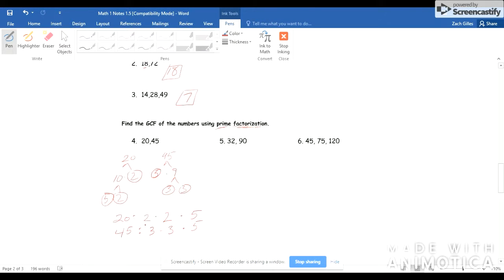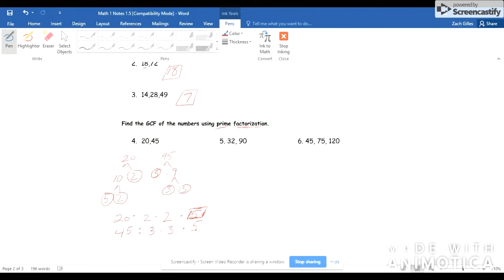So these are not common, these are not common. I just have 5 as a common prime factor. So in this case, 5 would be my greatest common factor for 20 and 45.